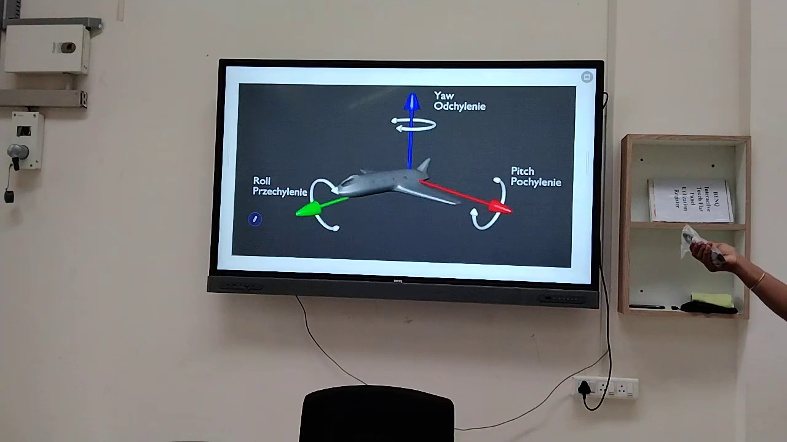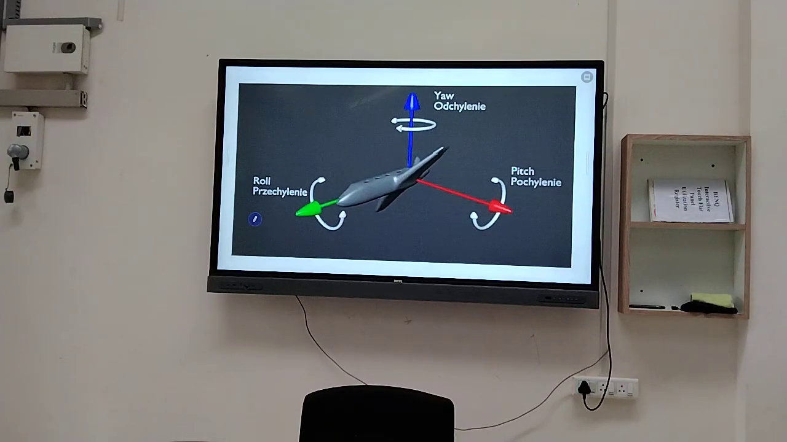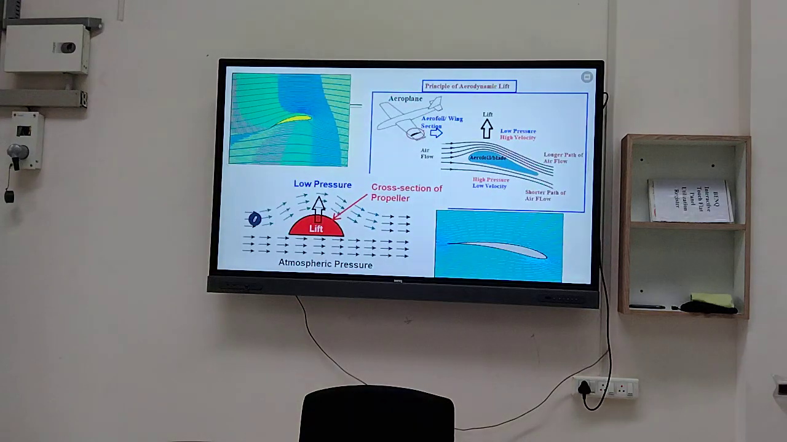Actually दोनच दाखवले आहेत इथे त्यांनी, पिचिंग आणि रोलिंग. यॉइंग काही दाखवलं नाही. प्रोपेलर्स प्रिन्सिपल ऑफ एरोडायनेमिक ग्रिप. तो जो शेप आहे प्रोपेलरचा स्पेसिफिक शेप आहे आणि त्या शेपमुळे आपल्याला काय स्पीड आणि थ्रस्ट वगैरे जे आहे ते क्रिएट होते.